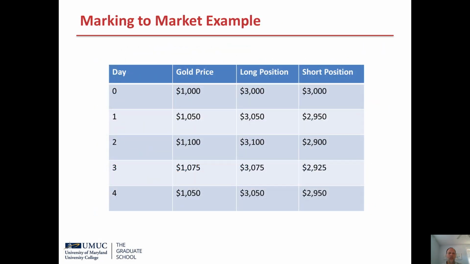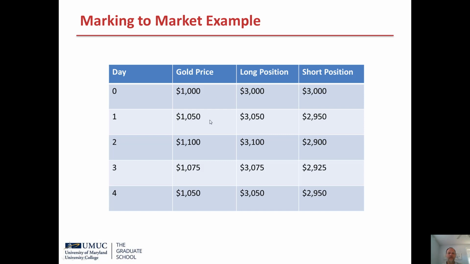So how this mechanism works, let's say you sign a long or a short position on gold when the gold price is $1,000 an ounce. Long has to put up a margin account of $3,000. Short also puts up a margin account of $3,000.